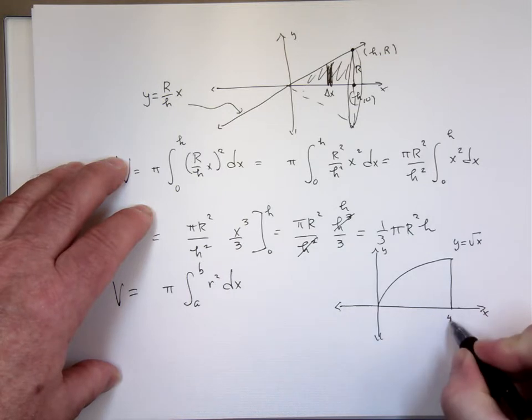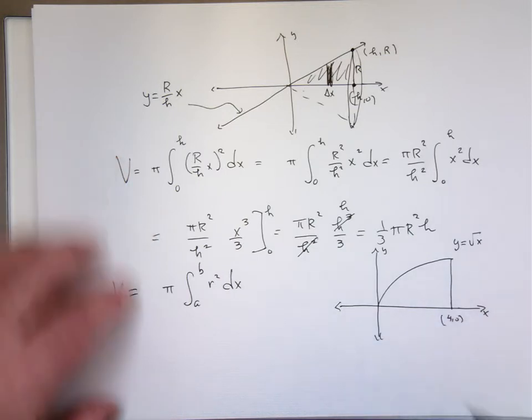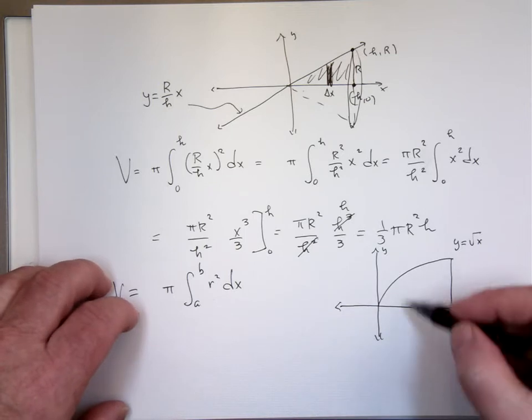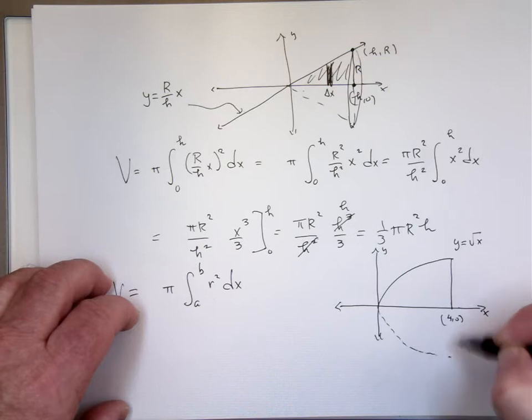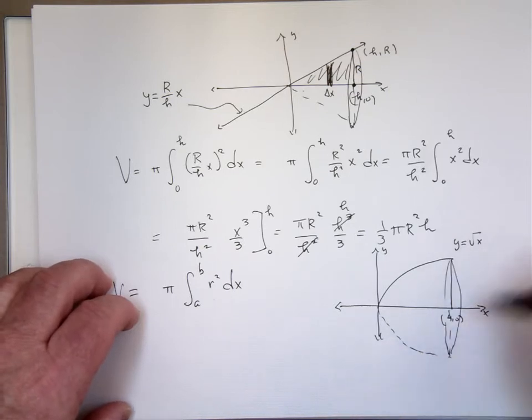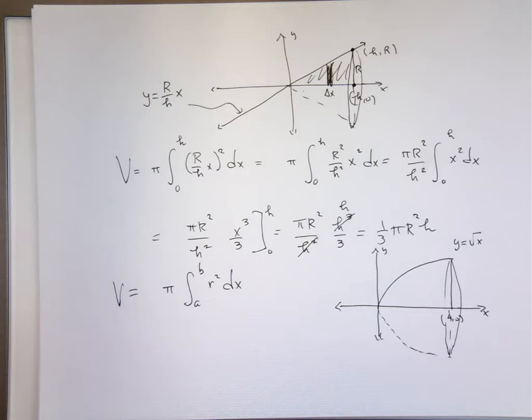Okay. This is the shape of that bullet. It's this area whipped around the x-axis. That's what the bullet shape is. I don't know how realistic that is or not, but let's assume that's what you're doing.